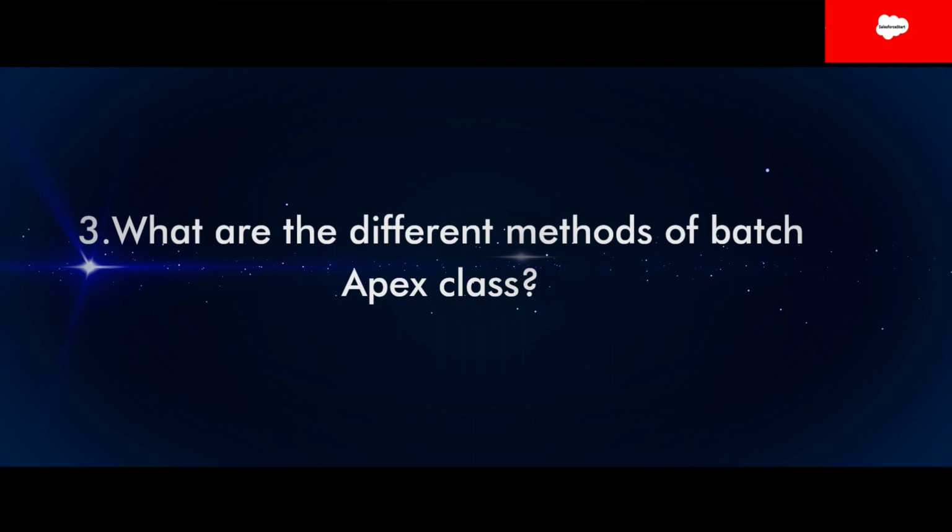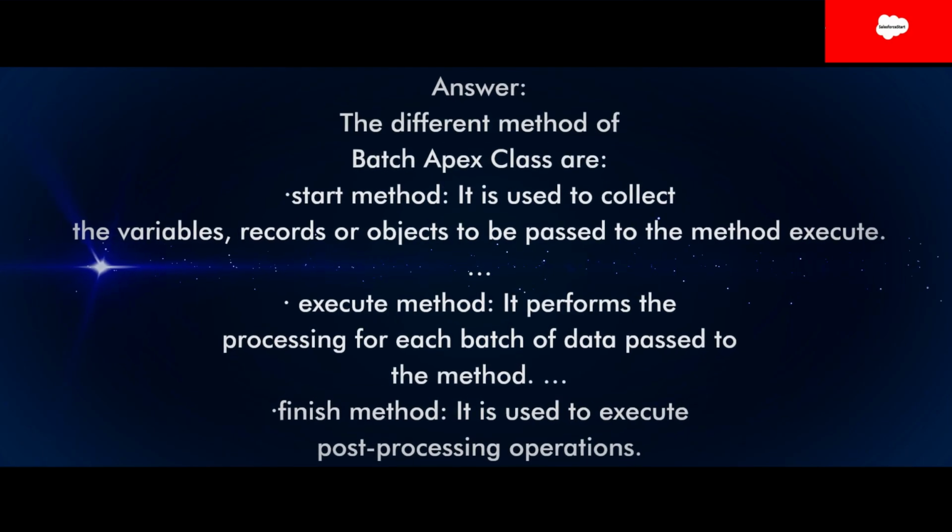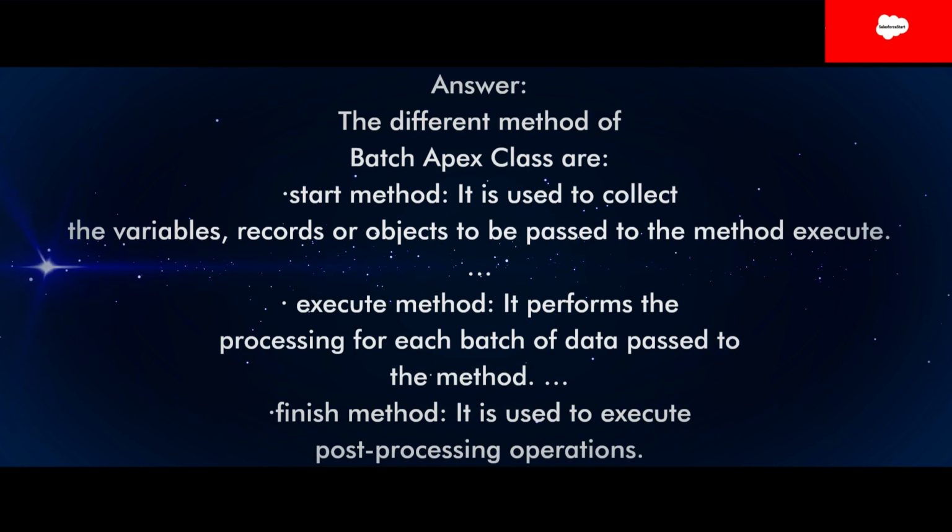3. What are the different methods of BatchApex class? Answer. The different methods of BatchApex class are: Start method. It is used to collect the variables, records or objects to be passed to the method execute. Execute method. It performs the processing for each batch of data passed to the method. Finish method. It is used to execute post-processing operations.